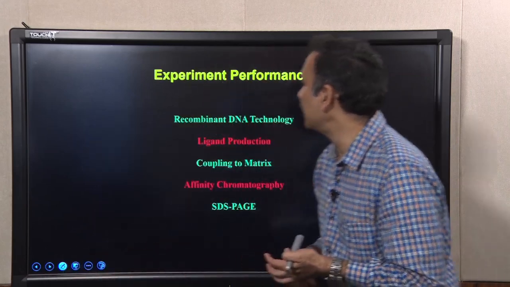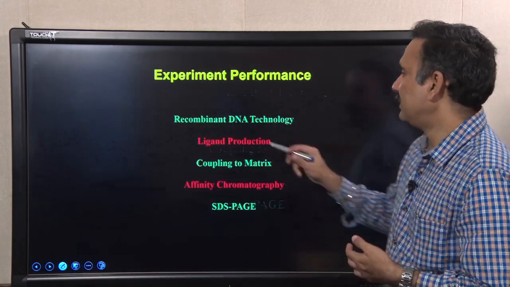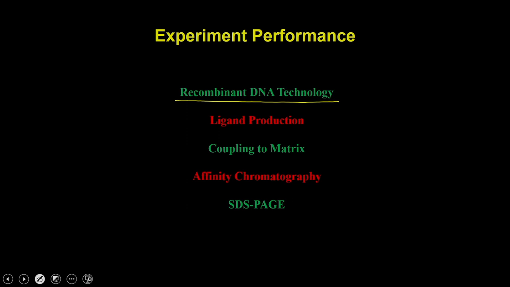How to perform the reactions? To perform these experiments, you have to use recombinant DNA technology, because you have to produce the ligand. Recombinant DNA technology is going to give you the ligand production. Then you have to couple the ligand to the matrix, and once that is ready, you prepare the lysate and perform the affinity chromatography.